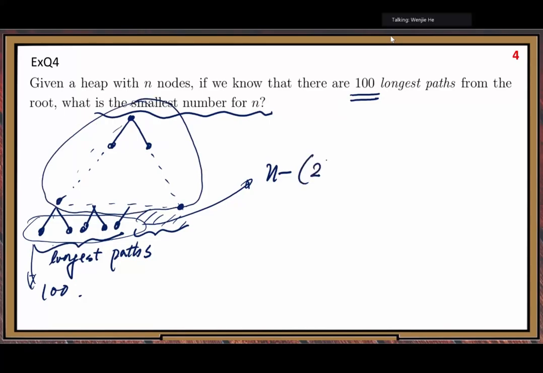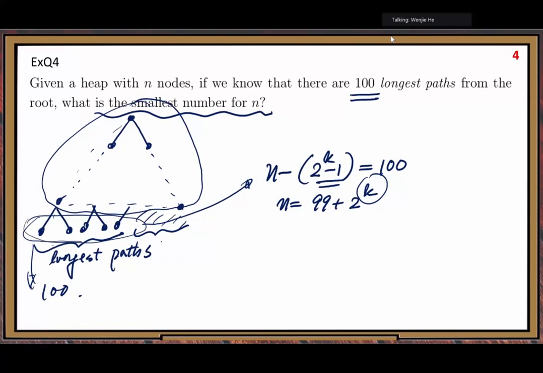So let's use 2 to the k minus 1, because it's a complete tree above the bottom. So this number should be 100. So we can write n should be equal to 99 plus 2 to the k. Now we only need to figure out that k, that little k. Then we can get the answer for n. To get that k, we need another condition.